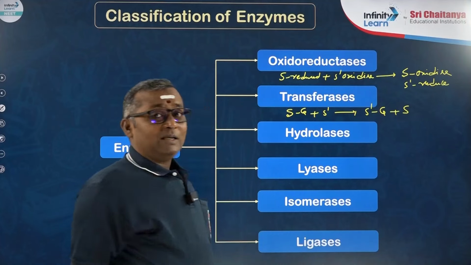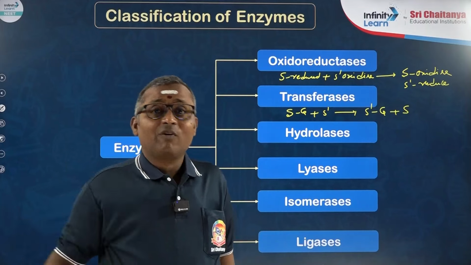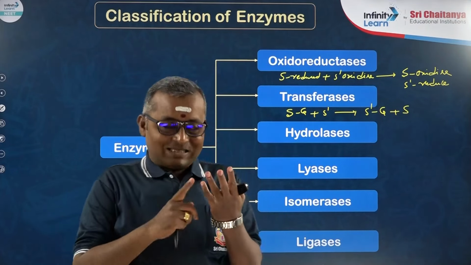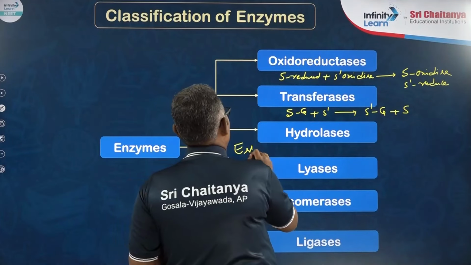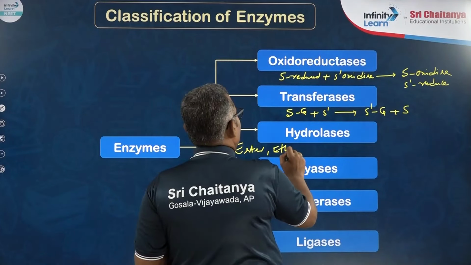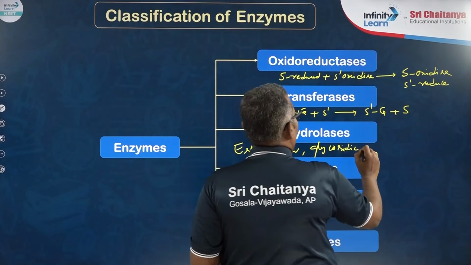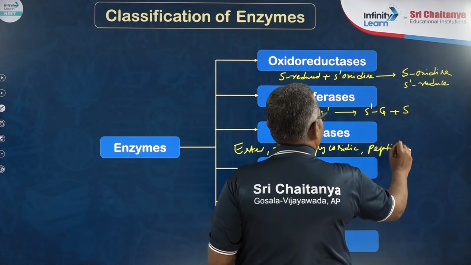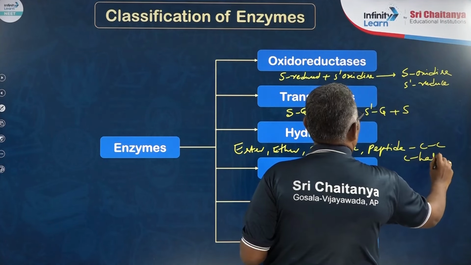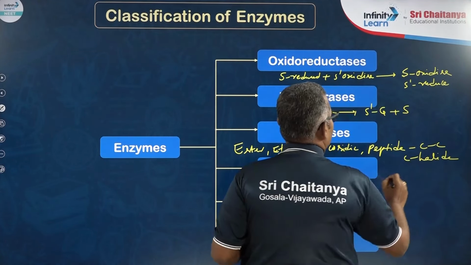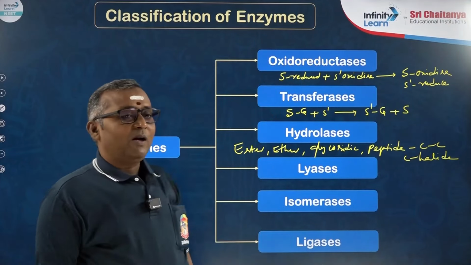Hydrolases cause hydrolysis, or breakdown of bonds in the presence of water. What kind of bonds? Like ester bond, ether bond, glycosidic bond, peptide bond, C-C, C-halide, P-N. Such kinds of bonds are broken down with the help of hydrolases.